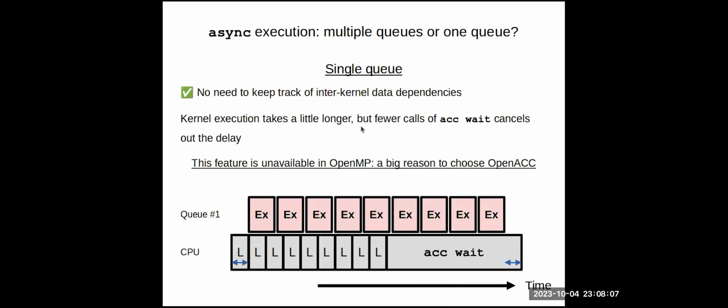As far as I know, this feature is not available in OpenMP GPU offloading. So we really like this fine control of the asynchronous execution in OpenACC, and this is a big reason to choose OpenACC for our AtomCX simulation featuring a large number of small kernels.